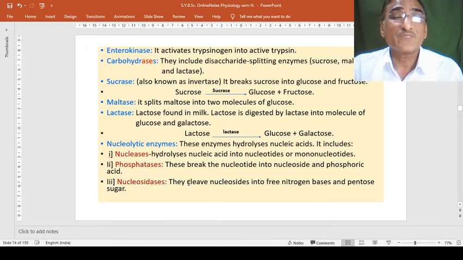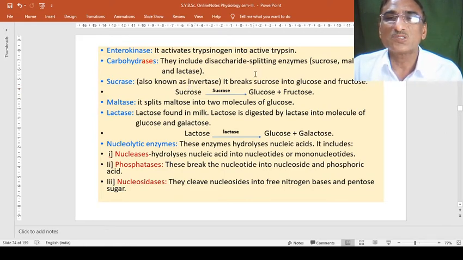So at the end of the small intestine, before entering the large intestine, these are the enterokinases, carbohydrases, sucrase, maltase, lactase, and nucleolytic enzymes. They activate trypsinogen and convert it into active trypsin. The carbohydrases include disaccharide splitting enzymes like sucrase, maltase, and lactase, and provide energy whenever required to the body. And sucrase is an enzyme also known as invertase.